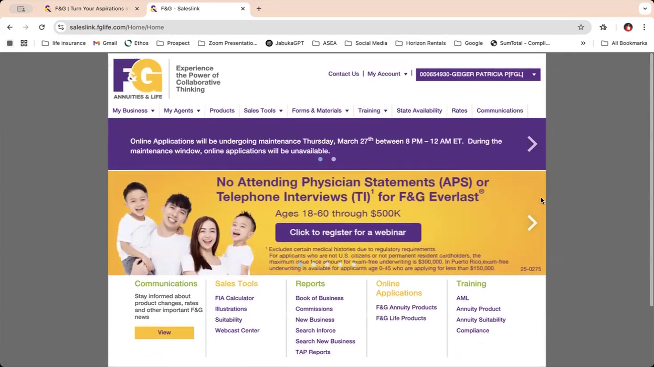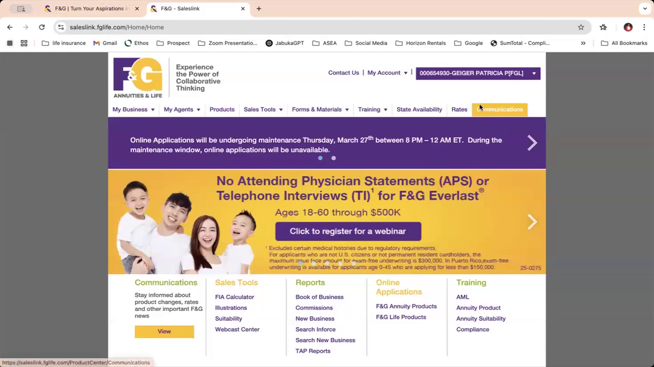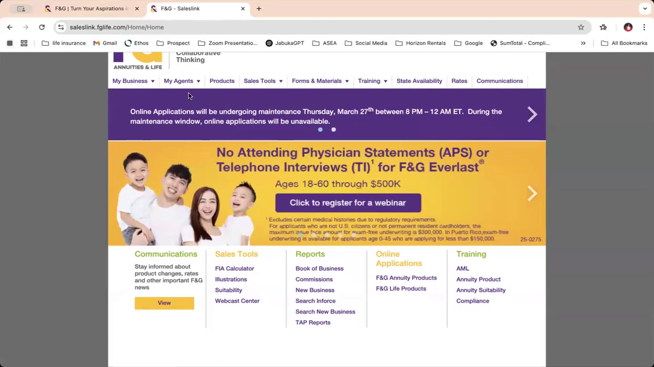All right, so it's going to look like this. And of course, if you're logging in, your name is going to appear here. The agent ID number is going to appear there and your name, right? And this is how it's going to look. For what we are doing today, we're going to go on the sales tools.